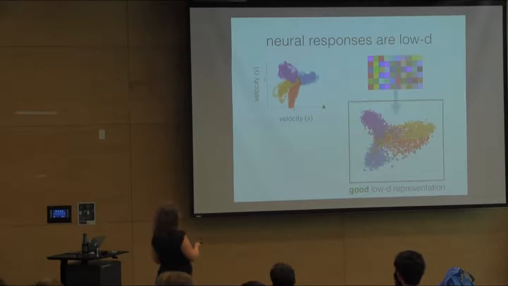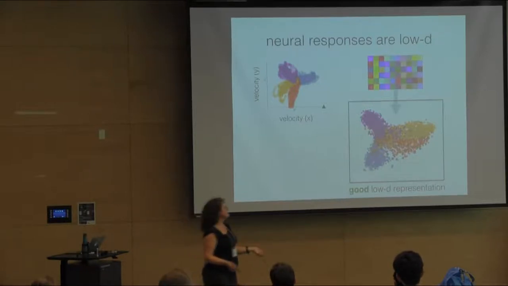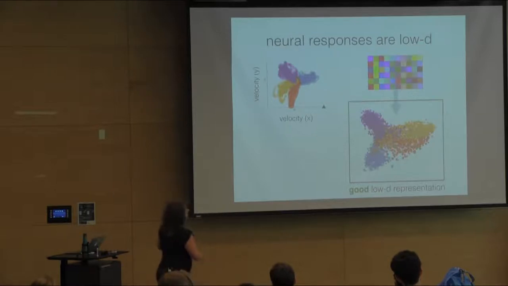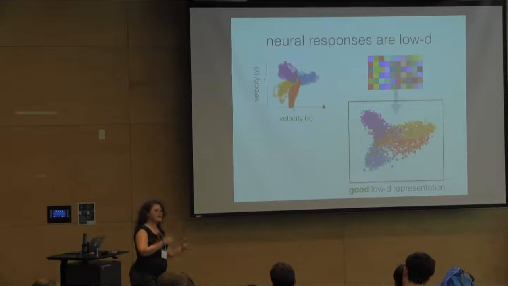And so what's really cool about this is that that dimensionality reduction then gives us access, or a window, inside of the brain and how it's encoding these different movements. And so we were really excited to think about ways that dimensionality reduction could help in this movement decoding problem.